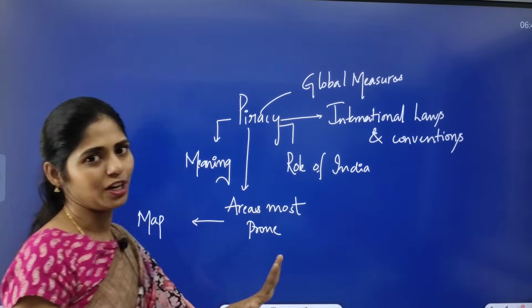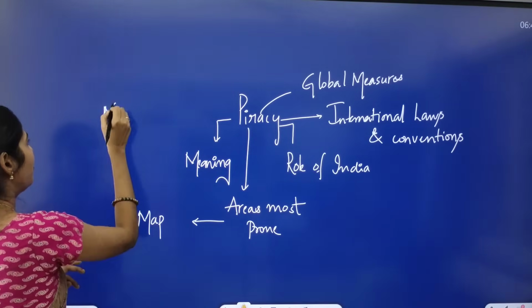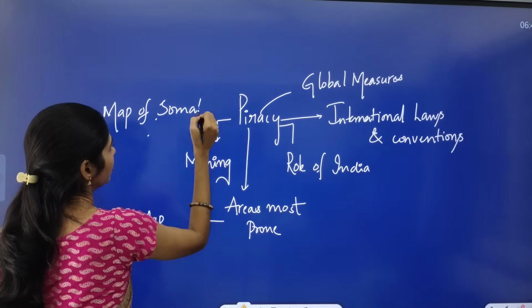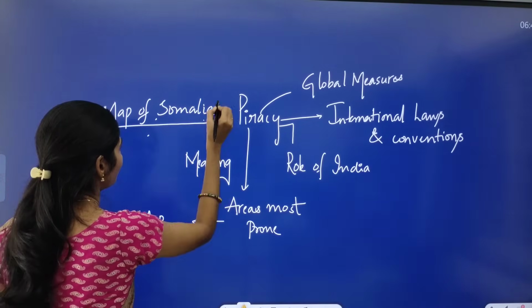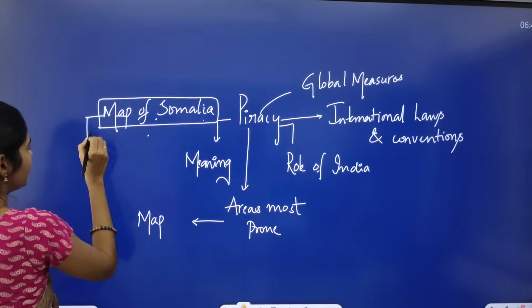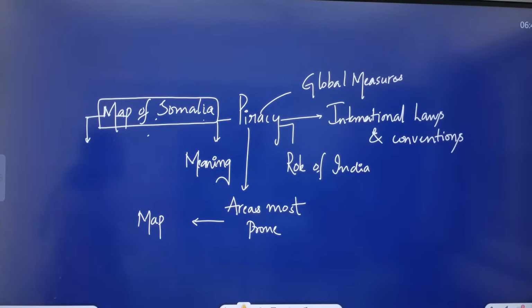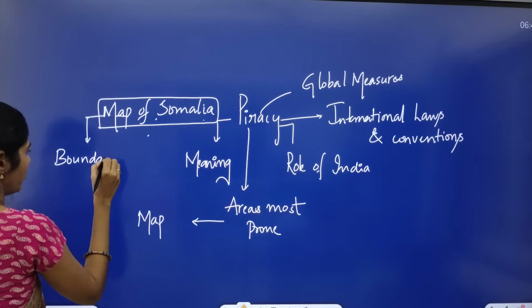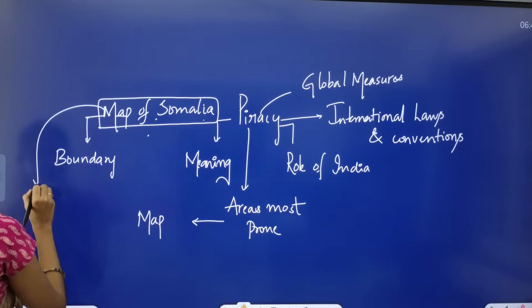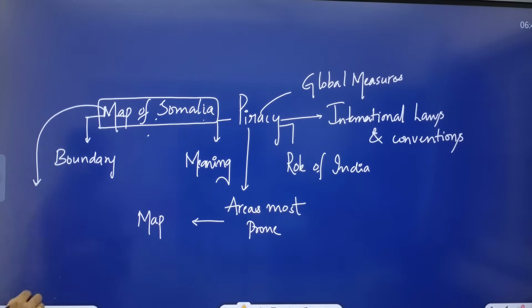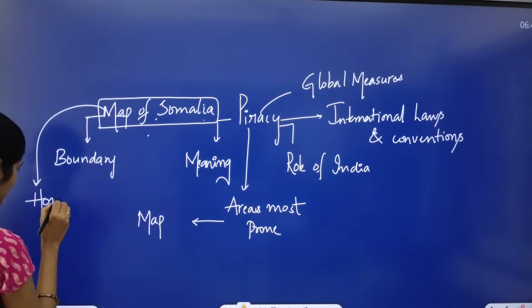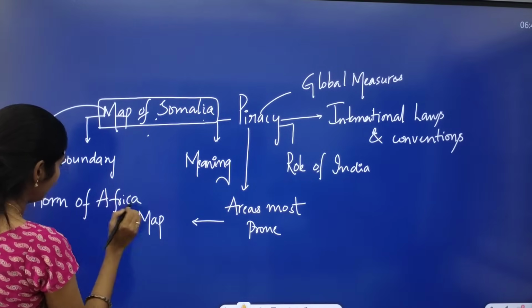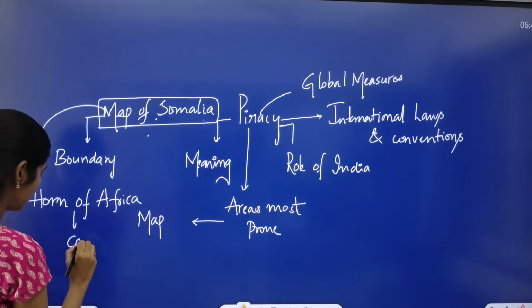And last but not least, you have to see the map of Somalia, and especially you have to see which countries share a boundary with it. And one more important map here is the map of the Horn of Africa, and you have to see which are the countries.